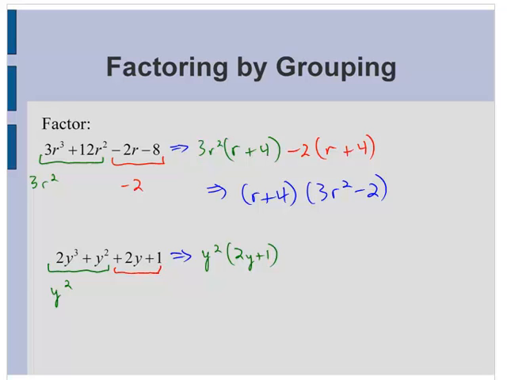Well, when that happens, when it doesn't look like you can factor out anything, remember that if you really wanted to, you could always factor out a 1. So I'm going to factor out a positive 1 here. And so I'd have plus 1 times 2y plus 1. And there is a common factor of 2y plus 1, so I would write this as 2y plus 1 by y squared plus 1.